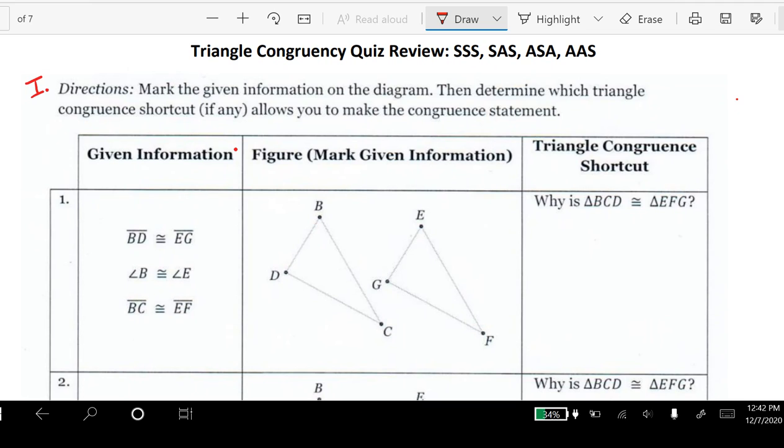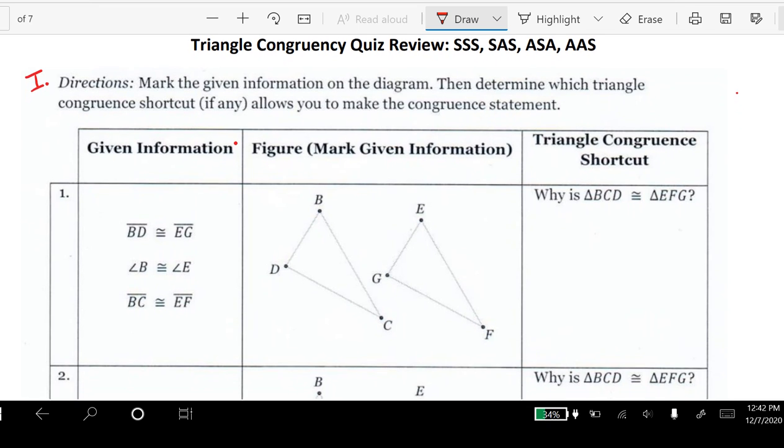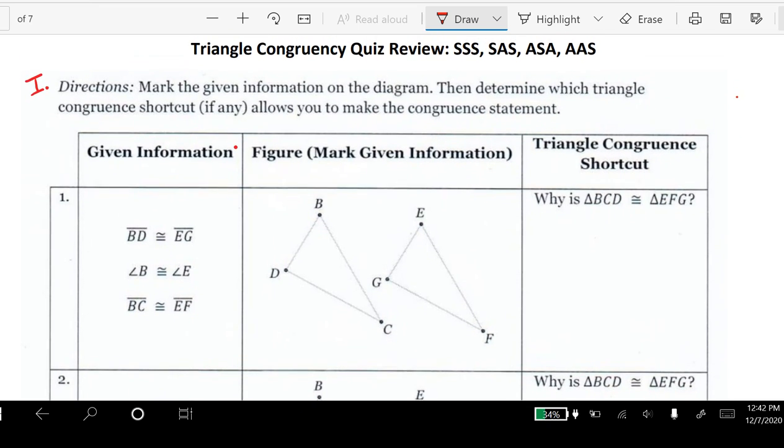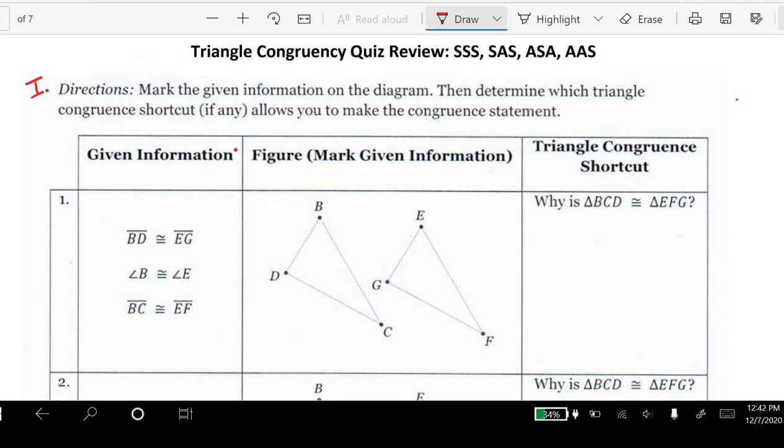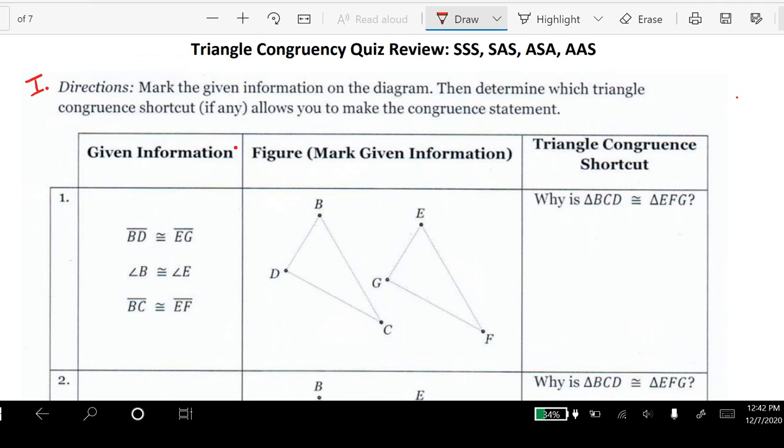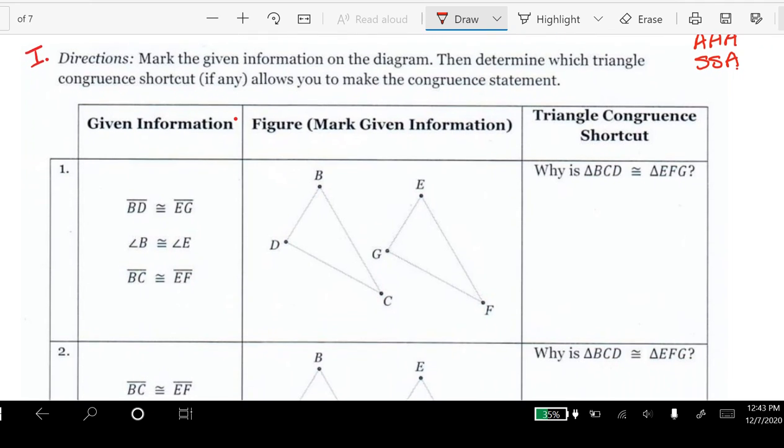For the directions, the first section says to mark the given information on the diagram, then determine which triangle congruence shortcut, if any, allows you to make the congruent statement. Again, these are the four methods that we're using: side, side, side; side, angle, side; angle, side, angle; and angle, angle, side. The ones that don't work, that you should not be looking for, are any AAAs. That's not going to prove triangles congruent. And any side, side, angle. If you flip it, it spells something else, but that's not going to work either.